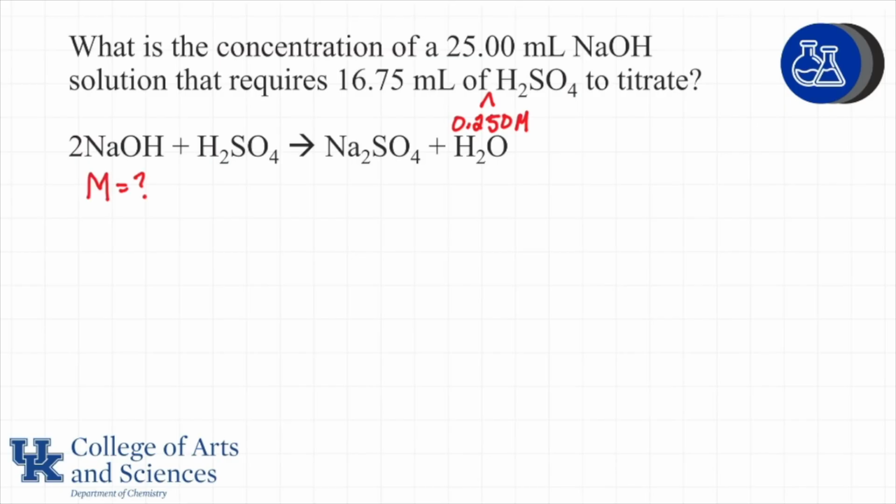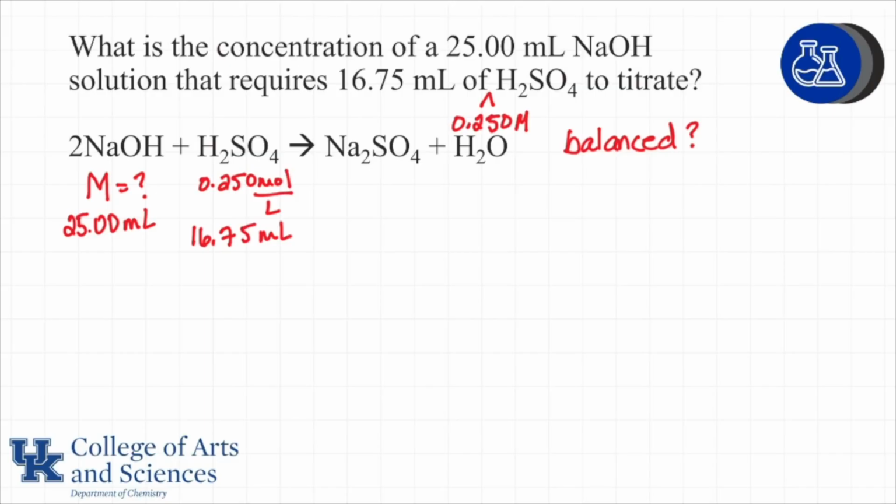It says, what is the concentration? We're only dealing with molarity, so we say molarity equals question mark. We have 25 milliliters of our NaOH. We have 16.75 milliliters of the H2SO4, and our molarity is 0.250 moles per liter of the H2SO4. Just like with any other stoichiometry problem, we do need to check that it is balanced, and we're actually missing a 2 in there, so we'll put that in there.